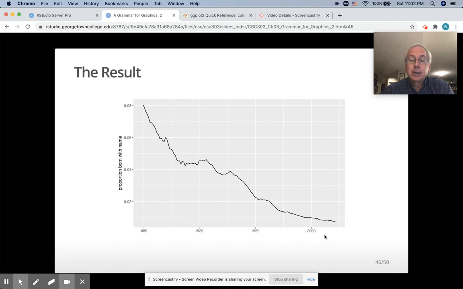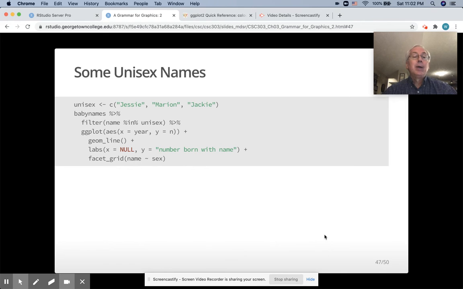gone down steadily since. So anyway, this is how we would read a plot, and I invite you to try adjusting this for your own name and seeing what happens with that. But let's explore other things with baby names.